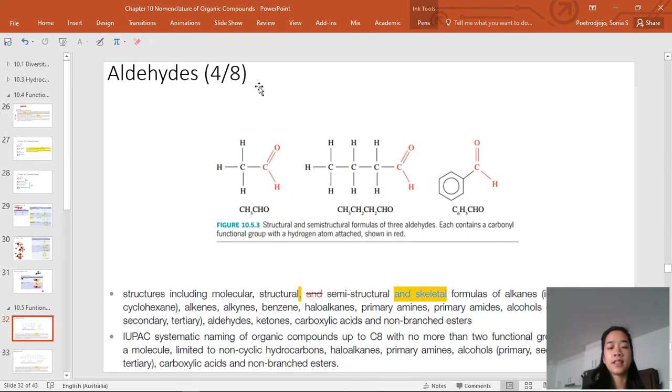So aldehydes. With aldehydes, you only need to know how to draw. You don't have to know how to name it. You can see that here it says that you have to be able to draw aldehydes, but it doesn't talk about naming aldehydes. To draw an aldehyde, it's just the C double bond OH. So this is the functional group, and then it's just bonded to any other carbon compound. It's important to note that aldehydes can only be on the terminal carbon.